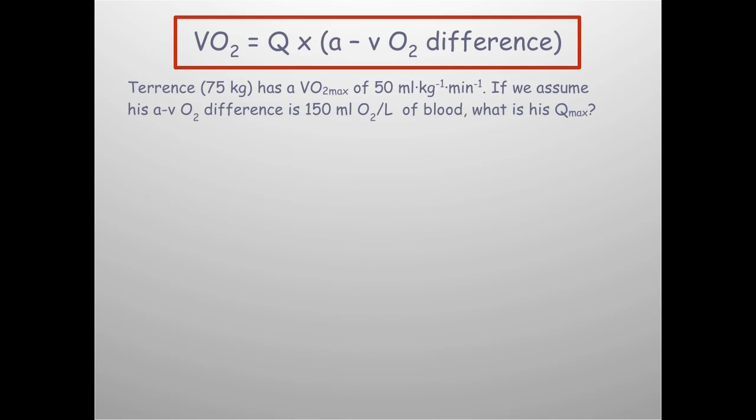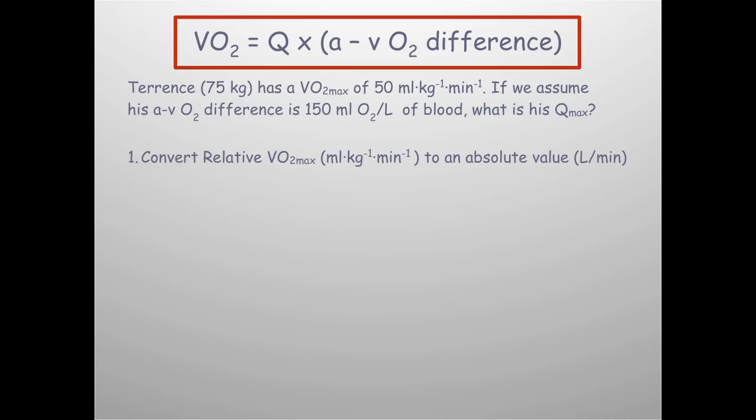We have Terrence, who is 75 kilos and has a VO2 max of 50 mLs per kilogram per minute. If we assume he has an average AVO2 difference of 150 mLs of oxygen per liter of blood, what is his maximum cardiac output? Remember, AVO2 difference can be expressed one of two ways, the way I've got it here, as well as 15 mLs of oxygen per 100 mLs of blood.